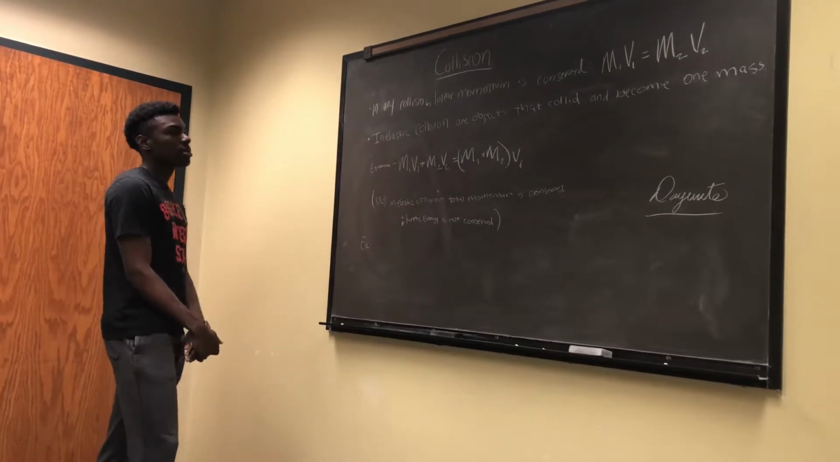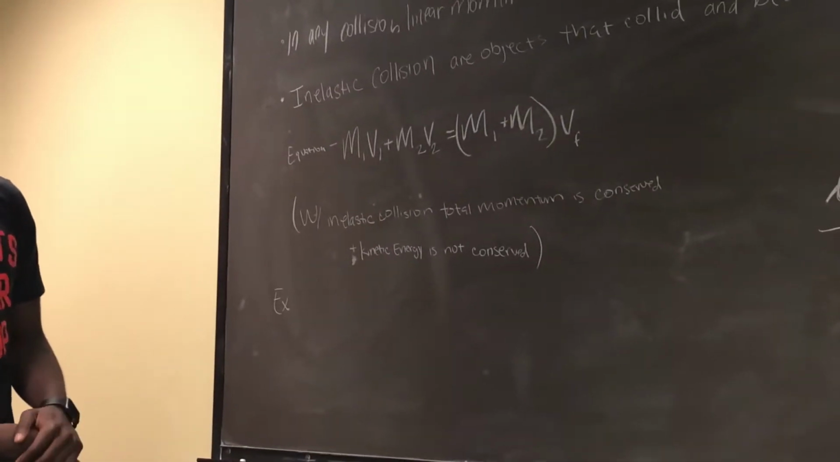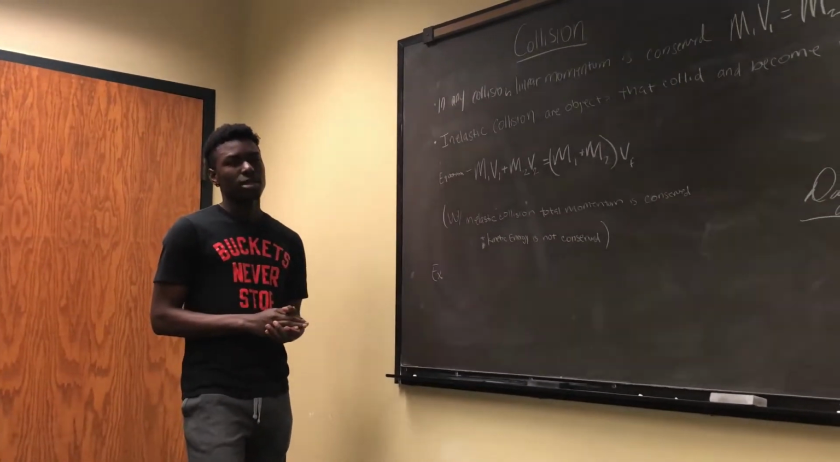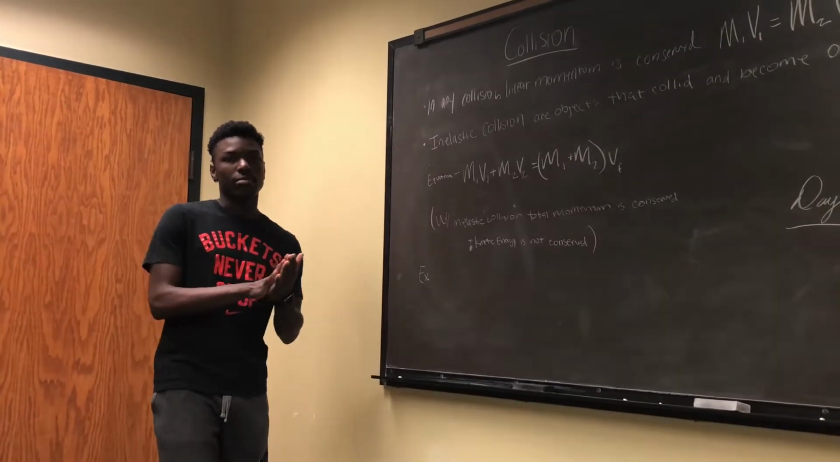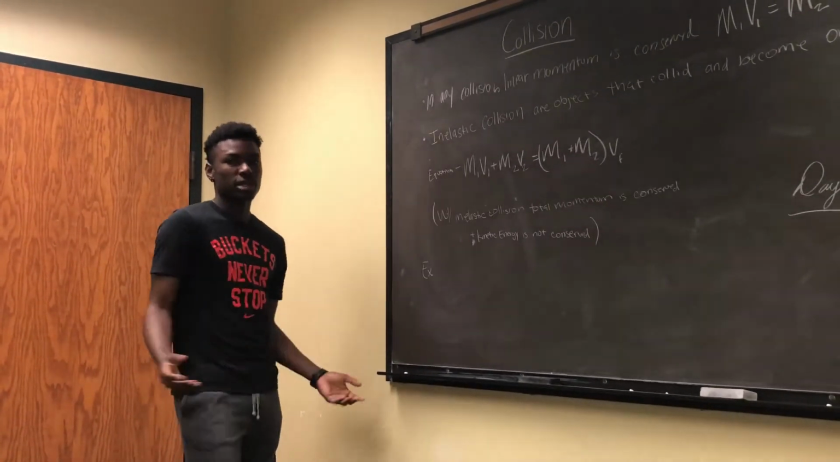With inelastic collision, the total momentum is conserved, but kinetic energy is not conserved. An example of this would be an 18-wheeler having a wreck with a car, and they both just stick together and continue going the way of the 18-wheeler. That's basically an example.